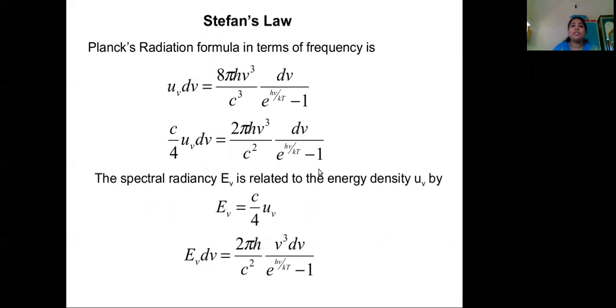Case 3 is Stefan's law. Planck's radiation formula gives us u nu d nu equals 8 pi h nu cube by c cube d nu by e to the power h nu by kT minus 1. Now the intensity is given by c by 4 into energy density. Okay, so that is their relation. Now we put it in the formula and get this result.